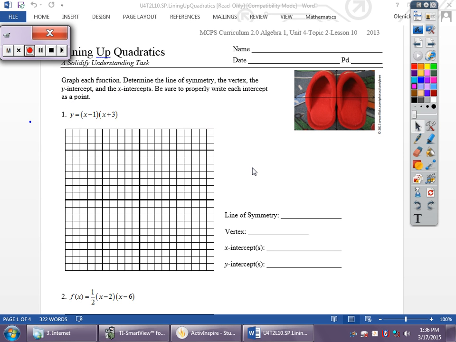Okay, welcome to Lesson 10, Lining Up Quadratics. Today we're going to look at the graphs of quadratics again, so we're going back to the same concepts that we were studying at the beginning of the unit, just looking at them in a different way.